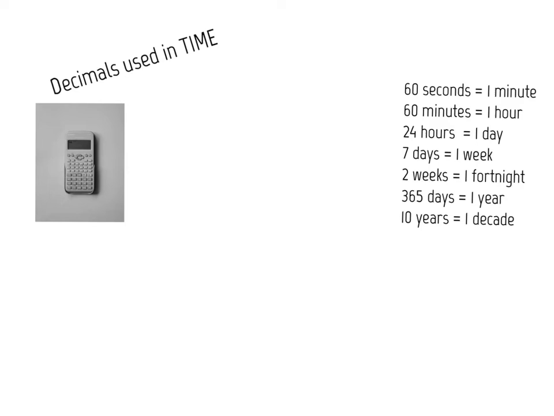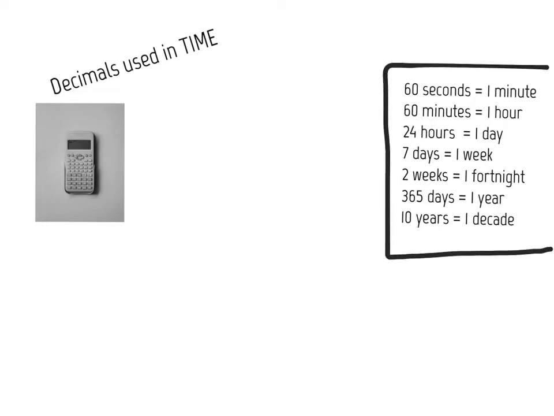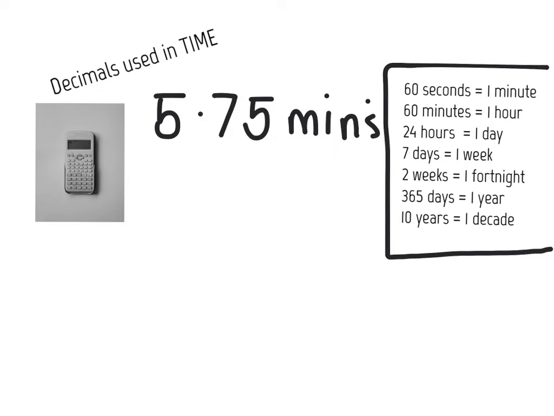So we know that decimals and time are not best friends. What we do know is we can work out, using this information over here, how to help us work that out. So for example, if I have a question like 5.75 minutes, and I'm trying to put that into seconds. All right, a little bit annoying.